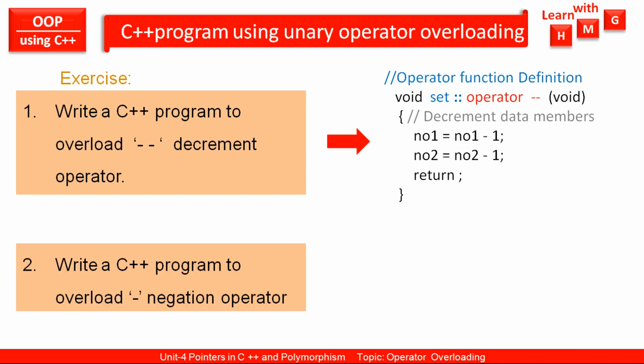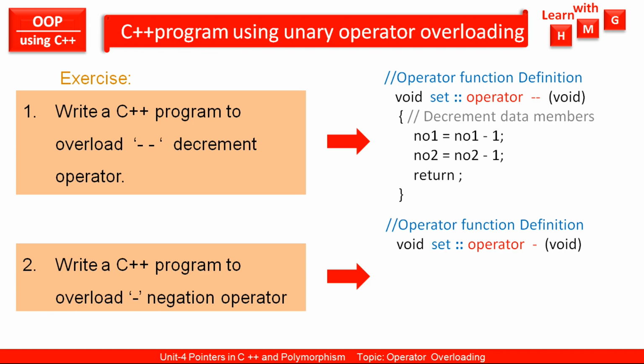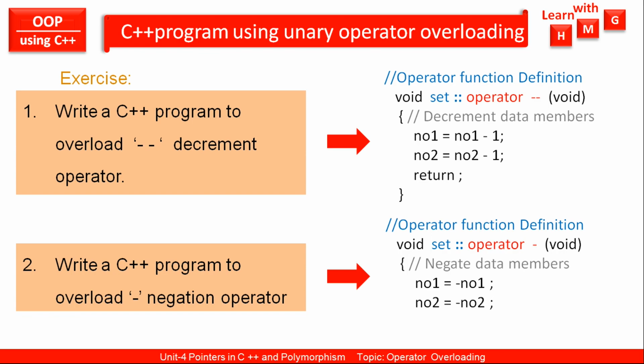The second program you can also try easily, to overload the negation operator, that is, the minus operator. The operator function of the negation operator will be like this: void, scope resolution operator, operator minus, void, and within the body of the function you will negate the data members like this: no1 is equal to minus no1, no2 is equal to minus no2, and end of the function. So using these two operator functions you can easily write these two programs as a practice exercise, and you can refer to my programs which I have explained to you.